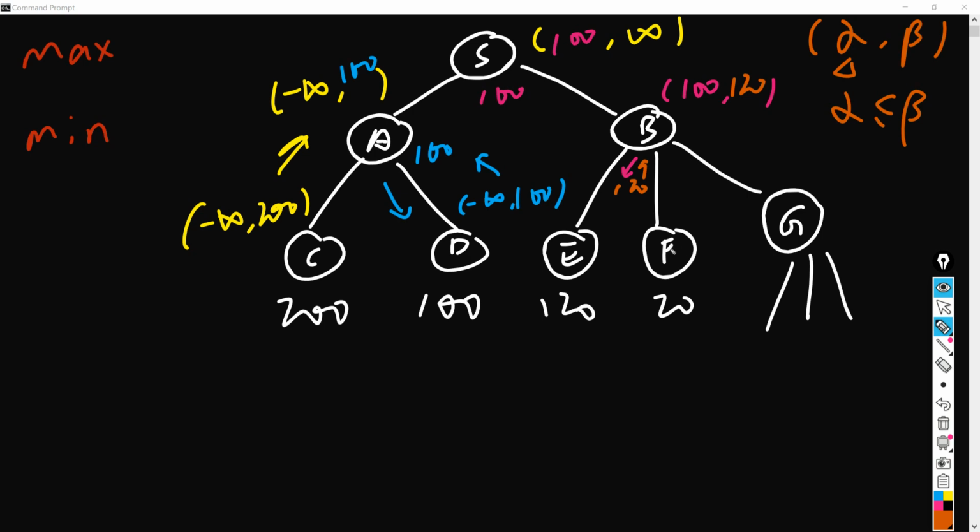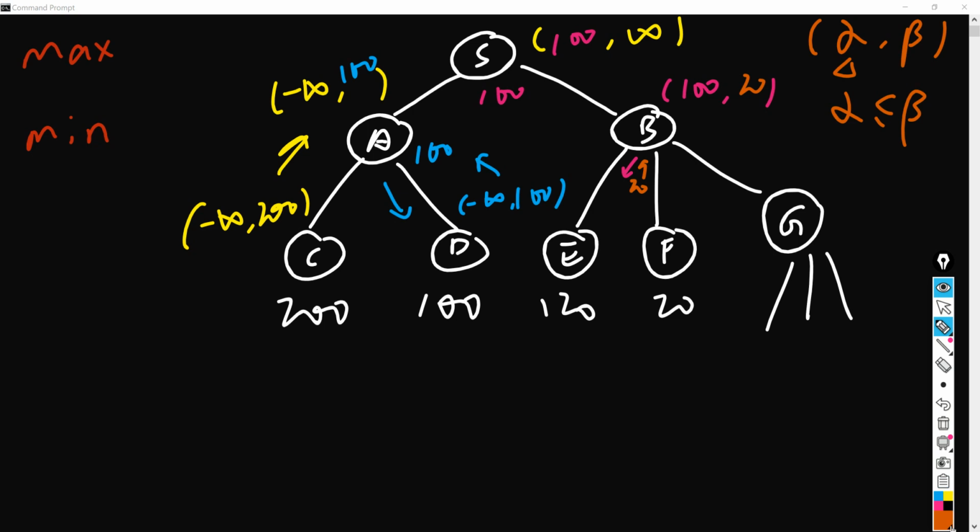Next, it will go to F here. F has a value of 20, and we compare 20 with 120. Apparently, 20 is less than 120, so it will just update it as 20. And since B is getting the minimum value of its children, comparing 120 to 20, 20 is smaller, so it will update the value of B as 20.